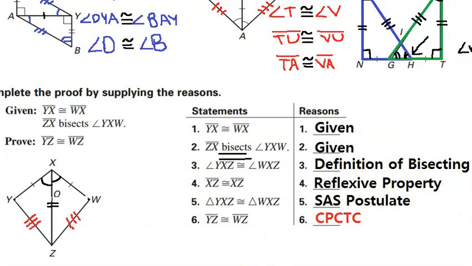Usually CPCTC will come at the end of a proof when you're trying to wrap up and match up two sides. So your goal is going to be to first prove the two triangles are congruent, and as soon as you do that, you can match up any sides or any angles you want that are corresponding just by using CPCTC.